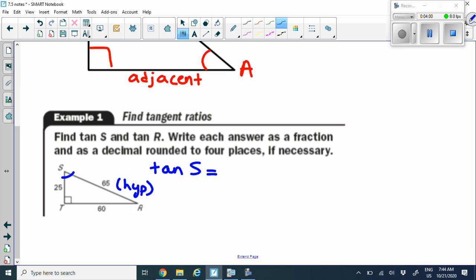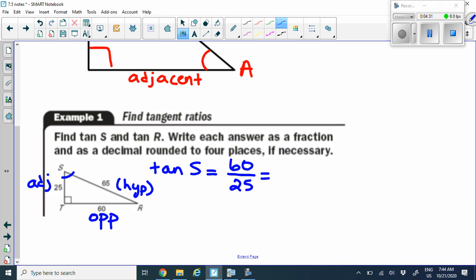Now opposite. Remember, opposite means it's across from our angle S. In this case, it's going to be the 60. And then the side or leg that is right next to our angle S is going to be the 25. So that's going to be adjacent. So always label. We've been doing that a lot in this chapter, right? Labeling our triangles. So I do 60 over 25.